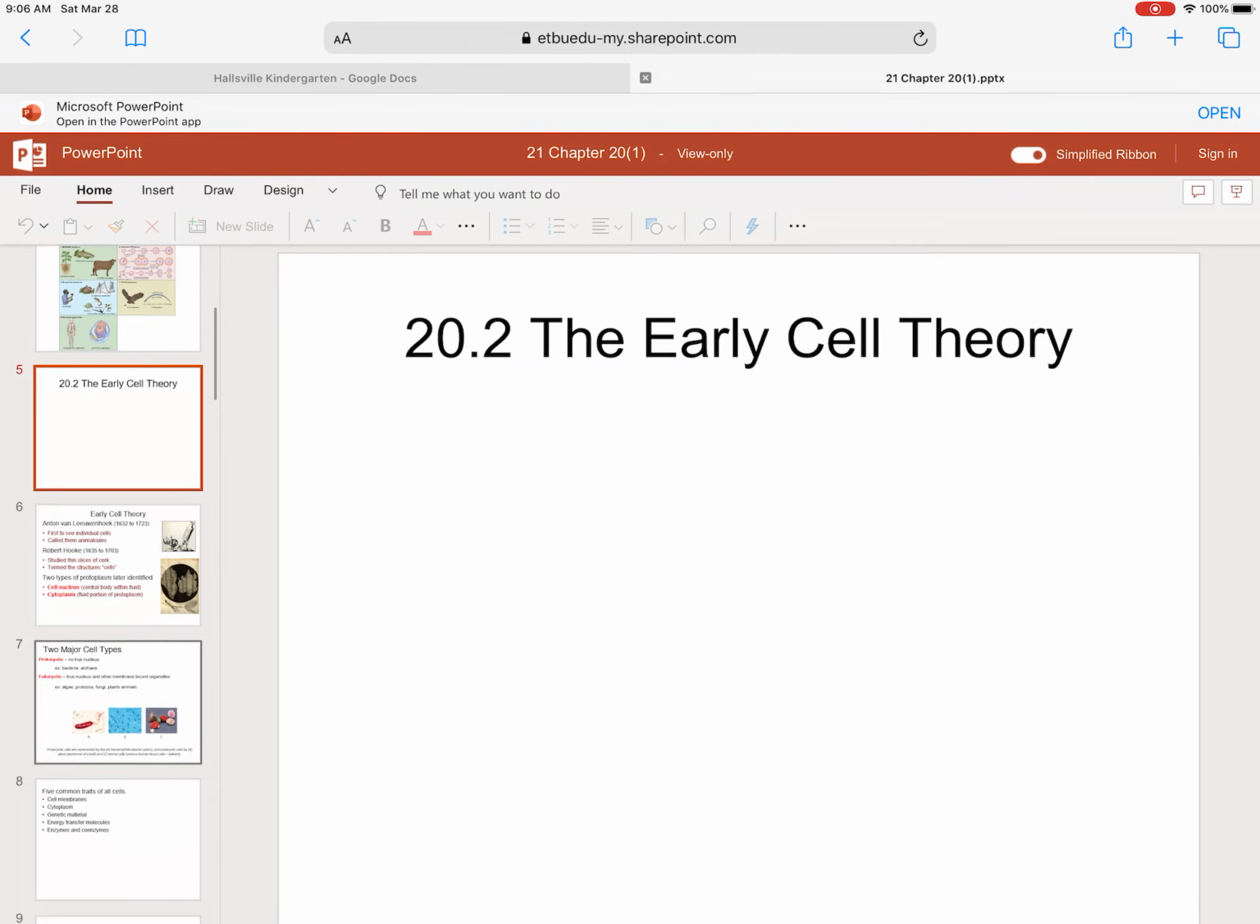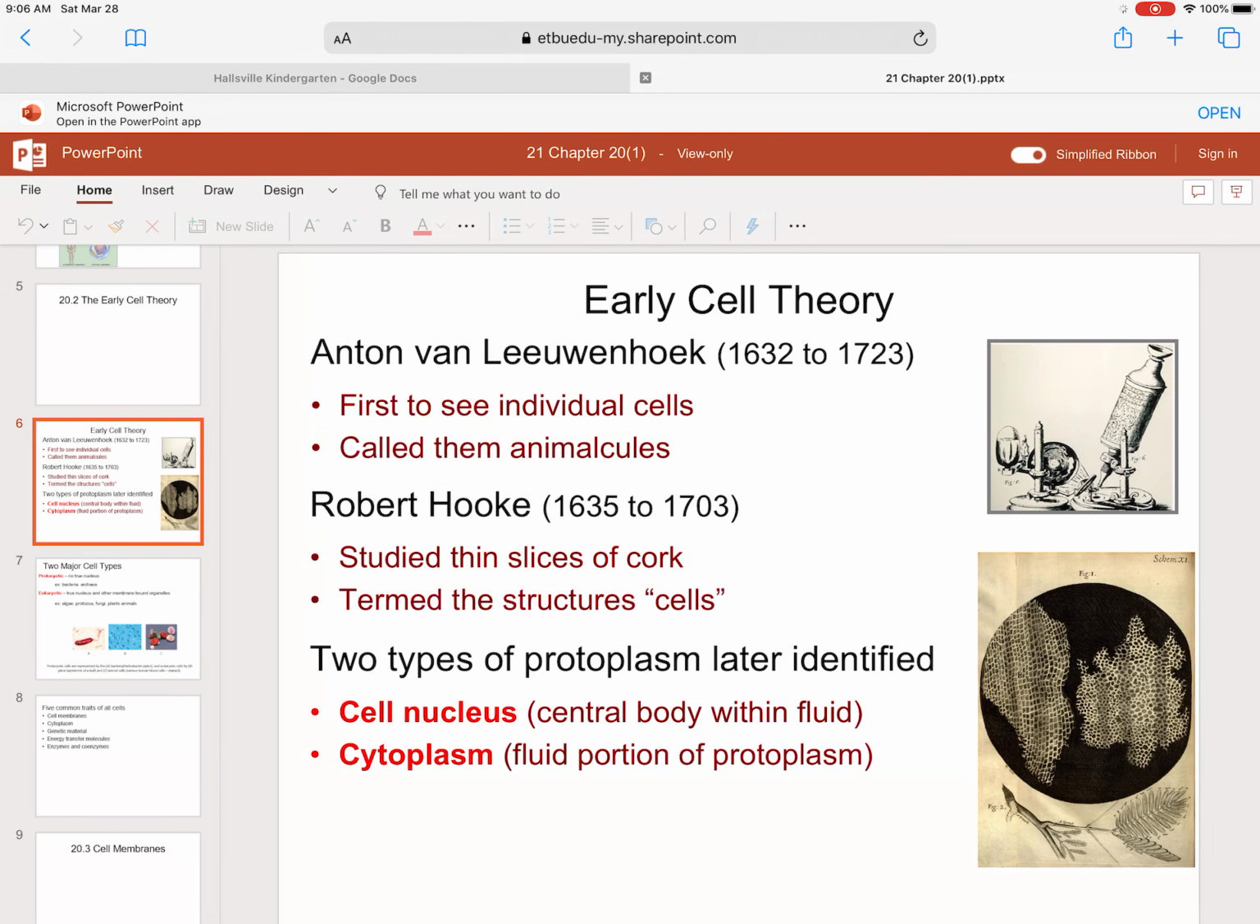So early cell theory is what we're going to start with. Anton von Leeuwenhoek, 1632 to 1723 was his lifespan. He was the first to see what we know as a true individual cell. He called them animalcules because he didn't really know what they were, like small animals. Robert Hooke, 1635 to 1703 is his lifespan, studied thin slices of cork. And so you can see his image right here on the bottom right-hand side. It was a piece of a cork tree, a branch.